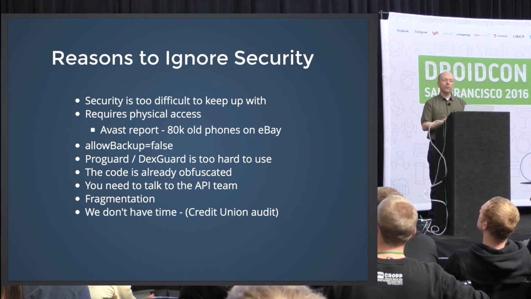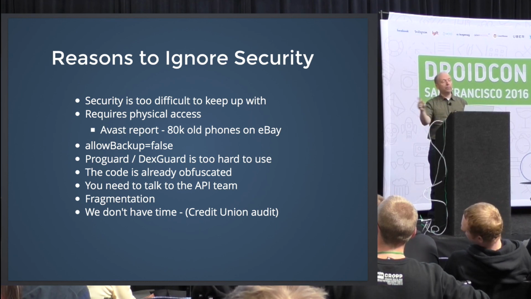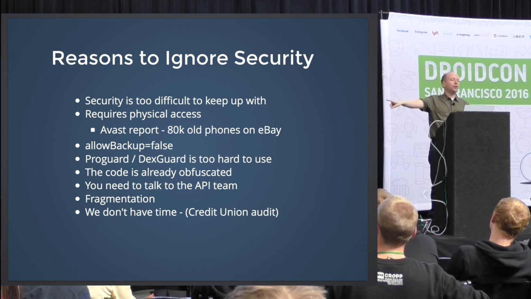ProGuard, DexGuard is too hard to use. Minify enable equals true. Gradle is wonderful. It's easy to use. The code is already obfuscated. It might be, but you got to check that the bit that you need, that you're trying to protect, is obfuscated, and that whatever name preferences and usernames and passwords, like I showed earlier, are not in the clear so that somebody can't get access to it.